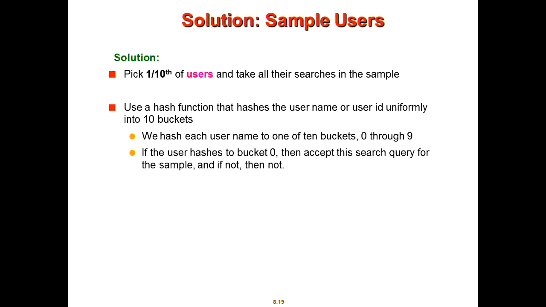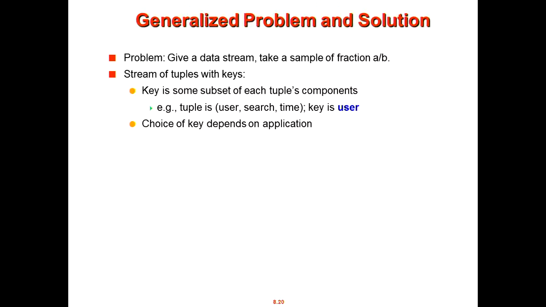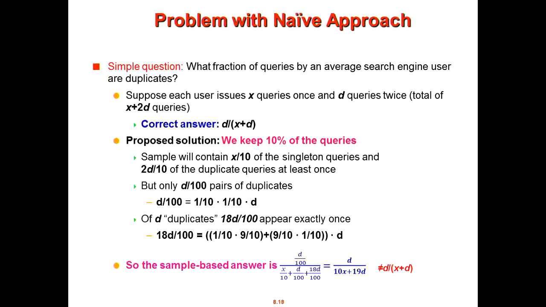So we can use a hash function that hashes the username or user ID uniformly into 10 buckets. We hash each username to one of the 10 buckets from 0 to 9. If the user hashes to bucket 0, then we accept this query for the sample. If not, then we just discard it.